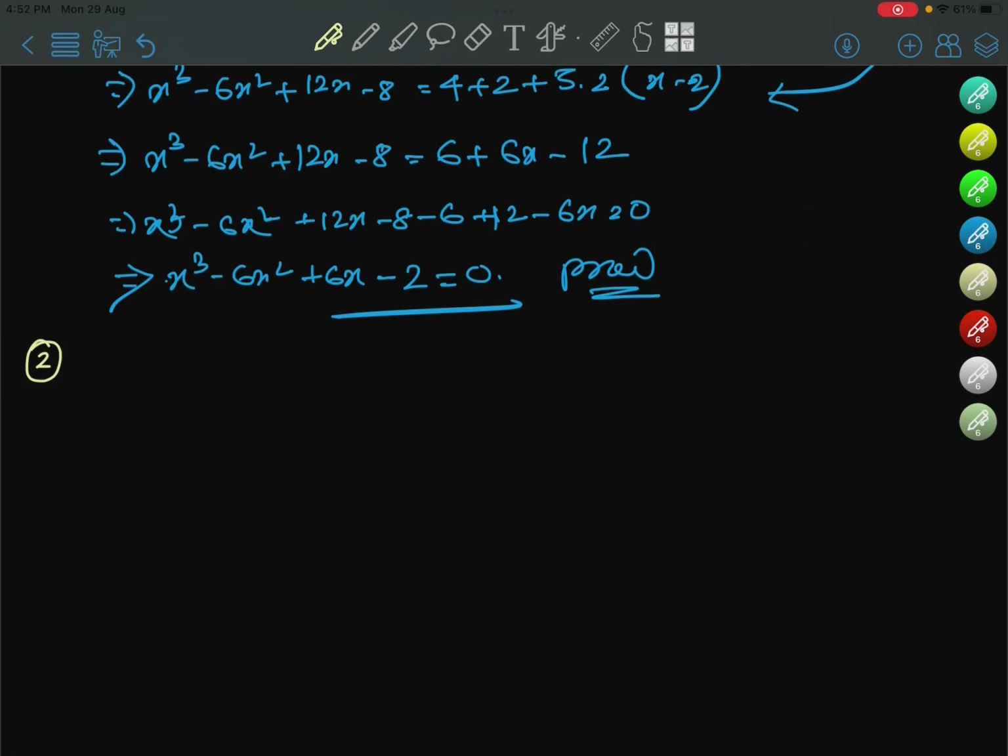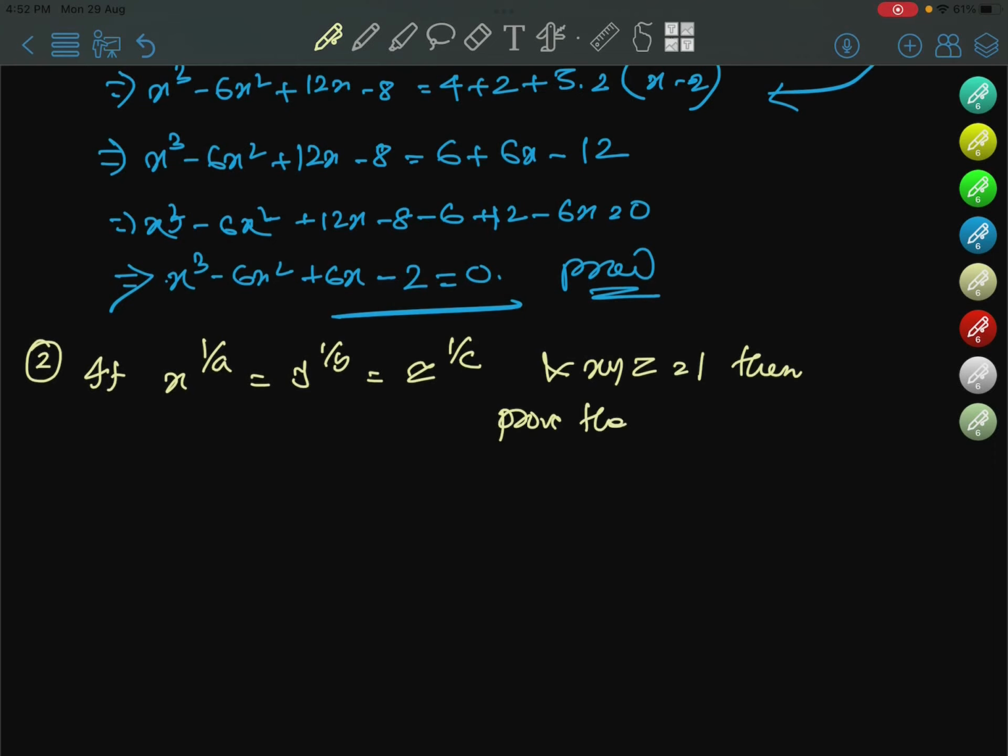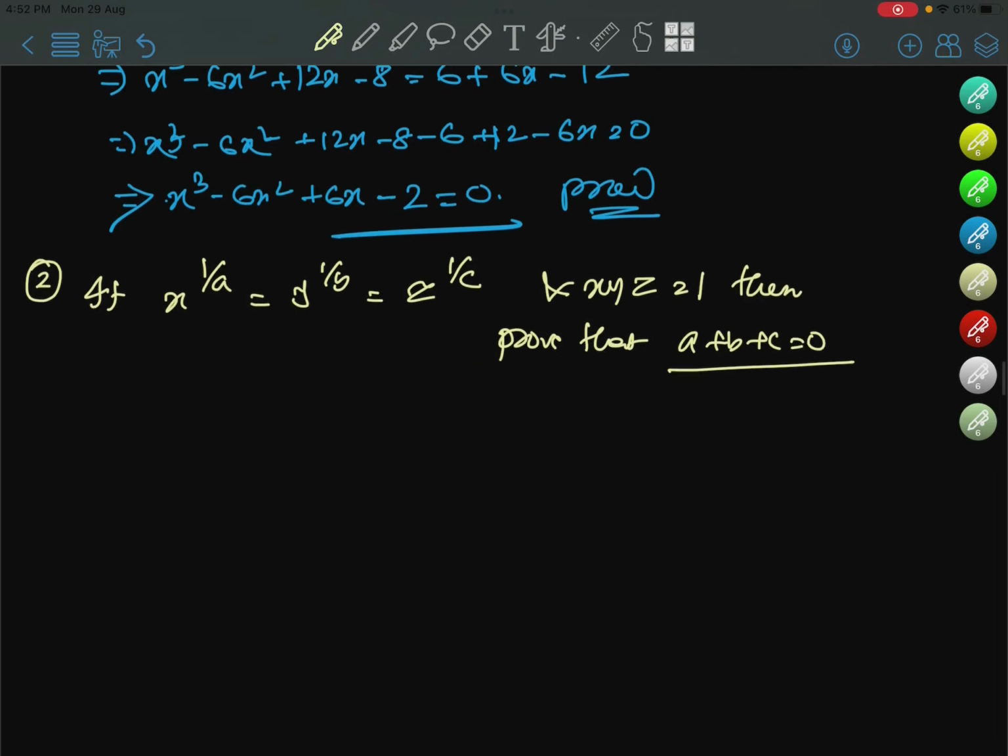Now the next problem. If x^(1/a) = y^(1/b) = z^(1/c) and xyz = 1, then prove that a + b + c = 0. This is quite an easy one. This is one of the easiest maths problems I am going to show you.